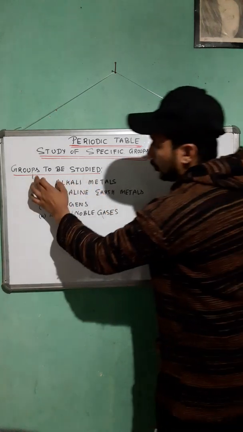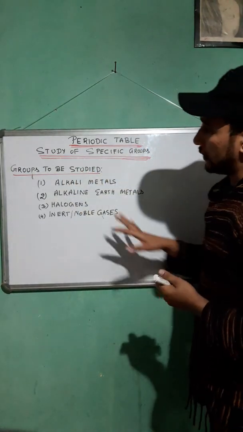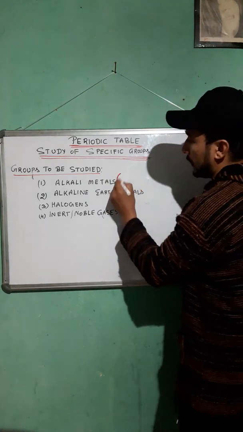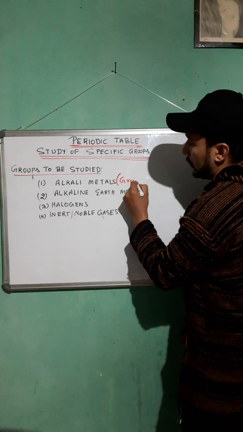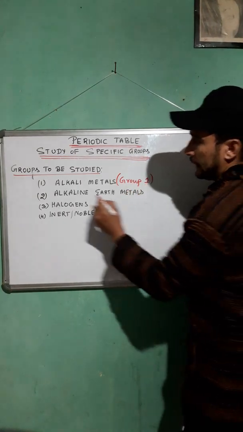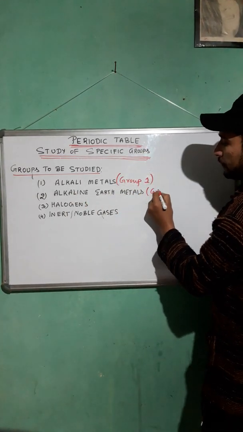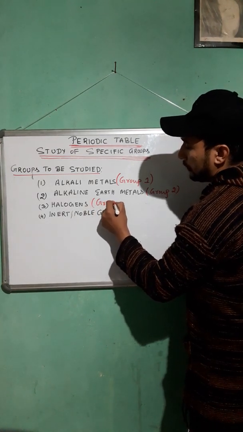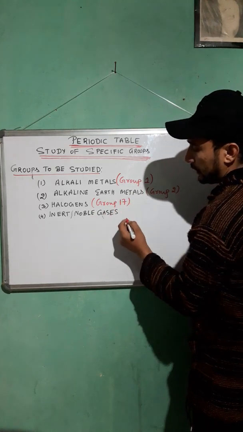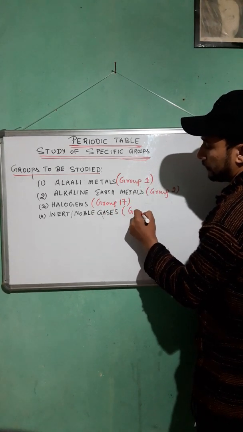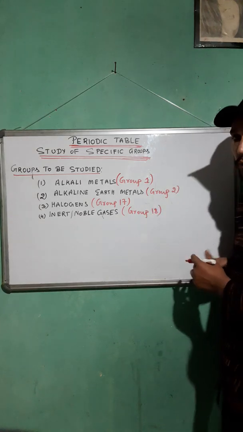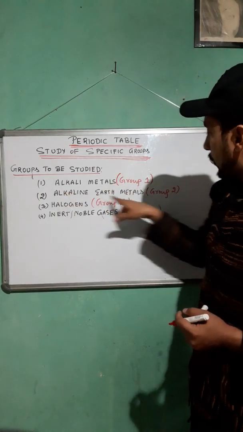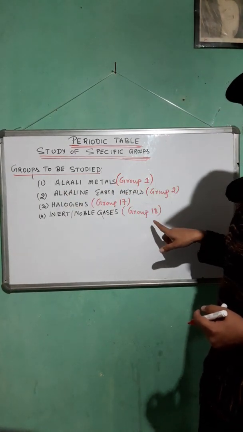The groups to be studied are the alkali metals, which I have already explained occur in group 1. Next, alkaline earth metals means group 2. Halogens means group 17, and inert gases, noble gases, means group 18. So you have to study the elements of group 1, group 2, similarly group 17 and group 18.